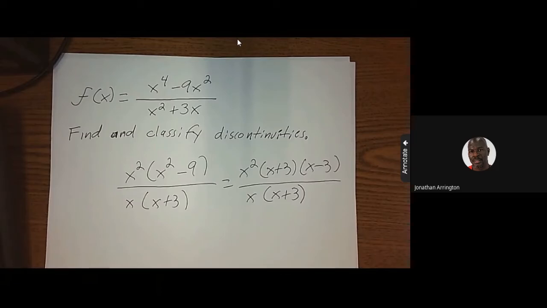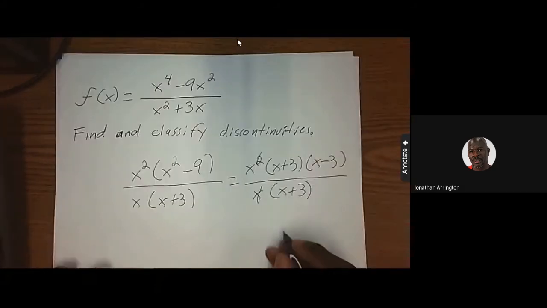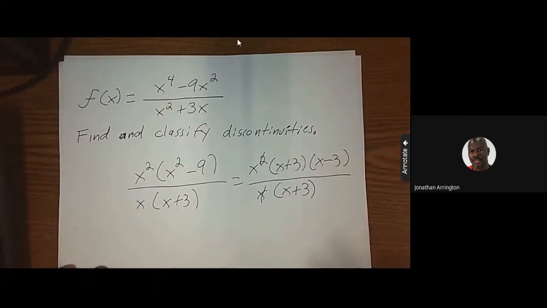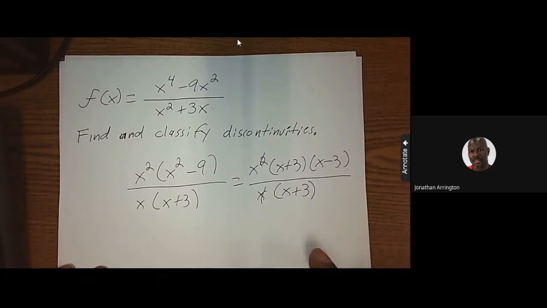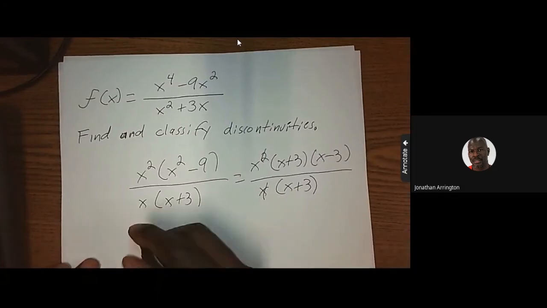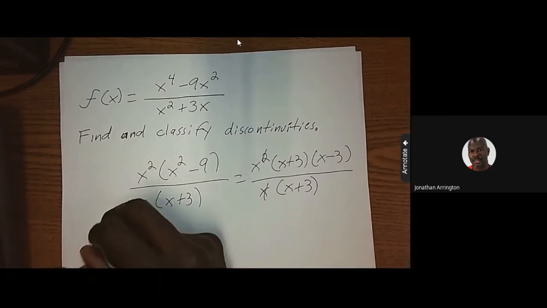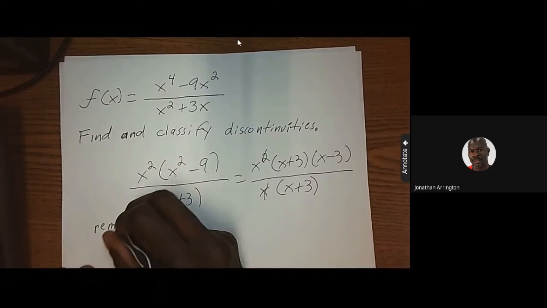In this particular problem, I can cancel out this x. When you cancel out x or a multiple of x, whether x squared, x cubed, 5x, 7x, or 8x, any multiple of x, the value is 0. The value that makes a multiple of x 0 is 0. So x equals 0 is removable. It was removed.